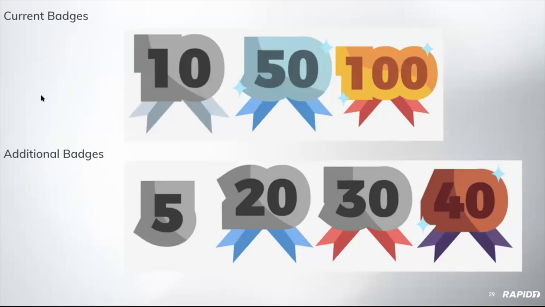So now you'll be able to see users who have at least 5, 20, 30, or 40 in addition to those original 10, 50, and 100 badges. So get a little more badge flair, if you will, for providing your assessments. They show up on a profile, but they also show up next to the user's name in their assessments, for example.